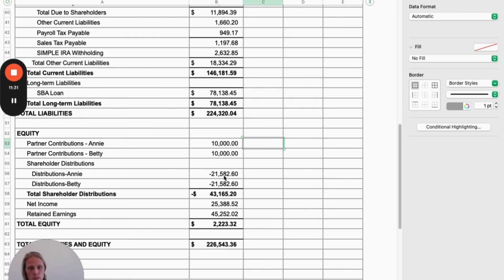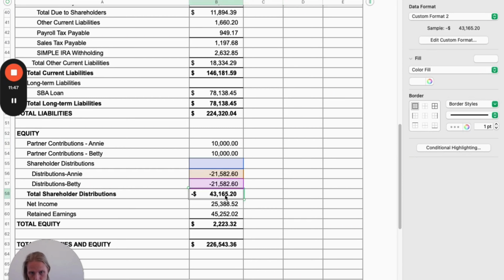So when there's multiple owners in the business, the percent of your ownership is the percent of the distributions or the draws that you get from the business. So if Annie was an 80% owner and Betty was a 20% owner of the business, Annie would get 80% of this $43,000 and Betty would get 20%. And we want to follow that. That's really important for taxes and then for just maintaining that equity split and that ownership as we go along.